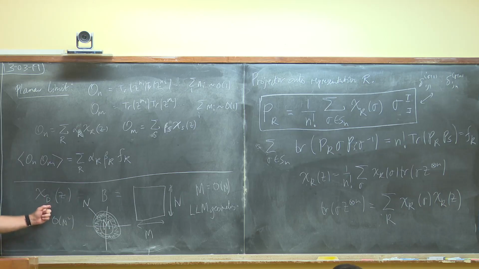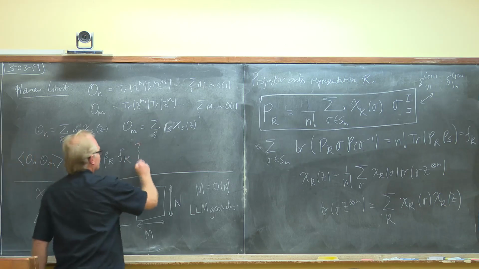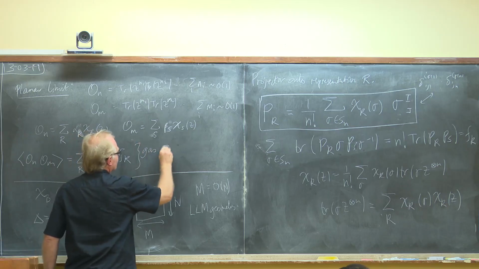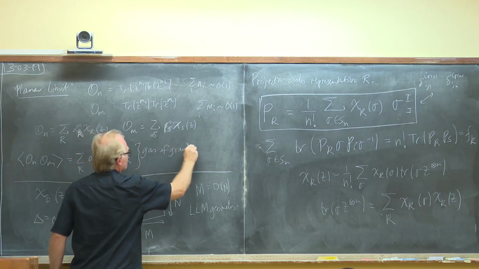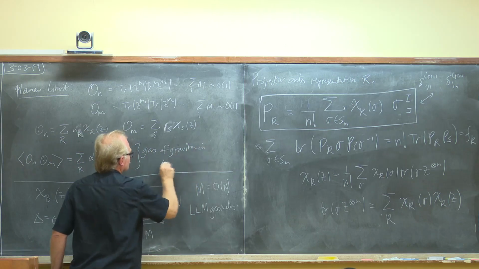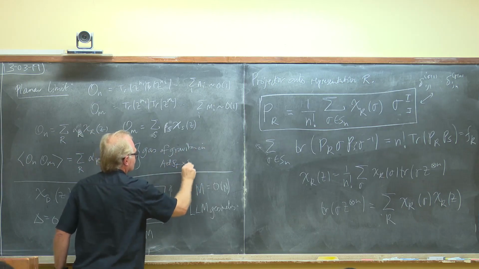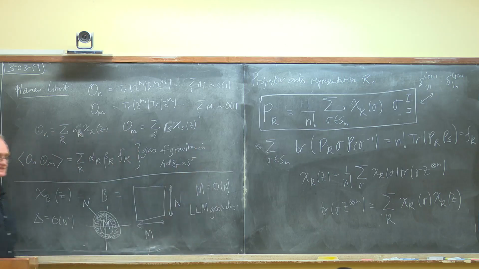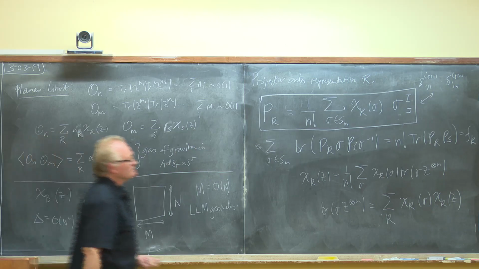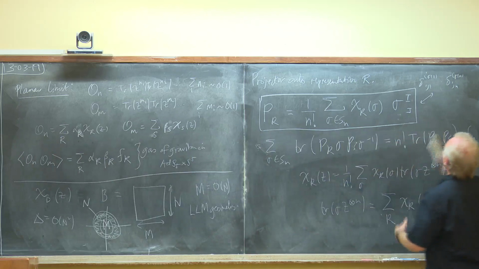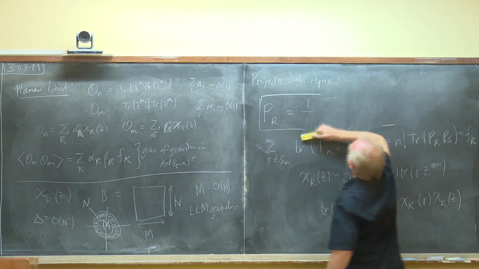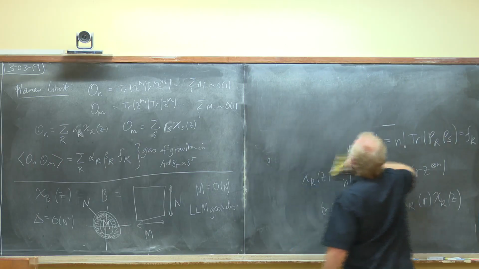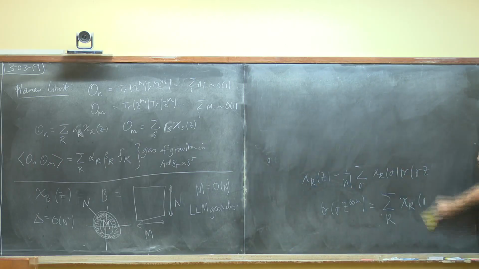And what I would like to do, this correlation function over here, I could think of as being related to some sort of a gas of gravitons in AdS5 times S5. I now want to study the same gas of gravitons, but in this LLM geometry. So what is the correlator that I want to study?